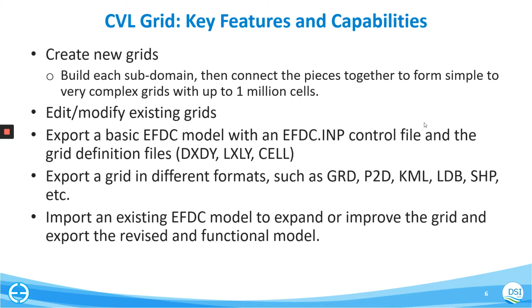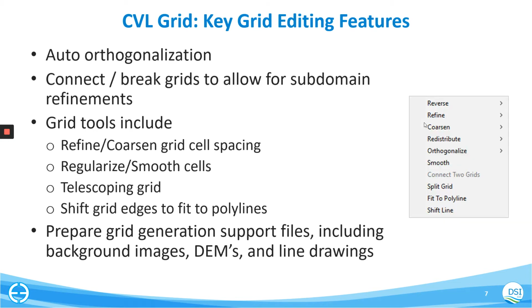And then in CVL Grid, you can also bring in an existing EFDC model and change or improve upon the grid. So these are some of the key features: orthogonalization, that means it helps you make the grid as close to 90 degrees as possible. You can break grids, you can make grids for different places and then combine them, or you can take an existing grid and coarsen it, so that you can merge multiple grids into a lower number of grids, or make them fine. You can make a telescoping grid.